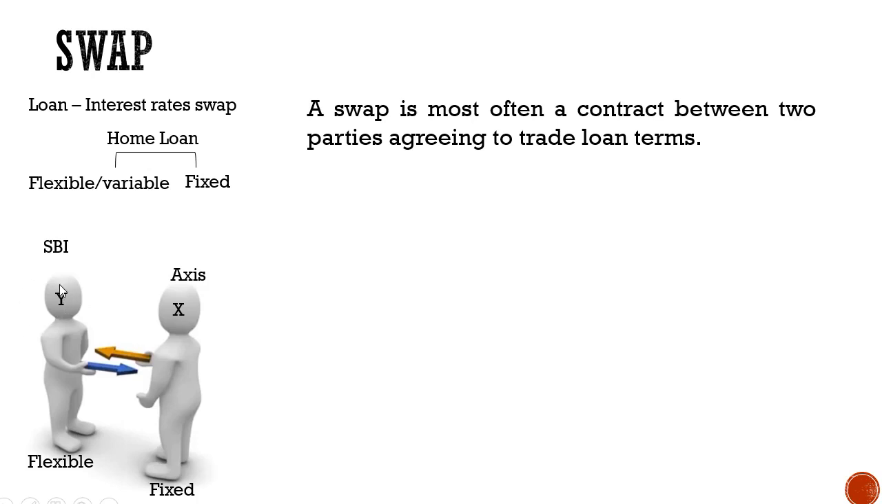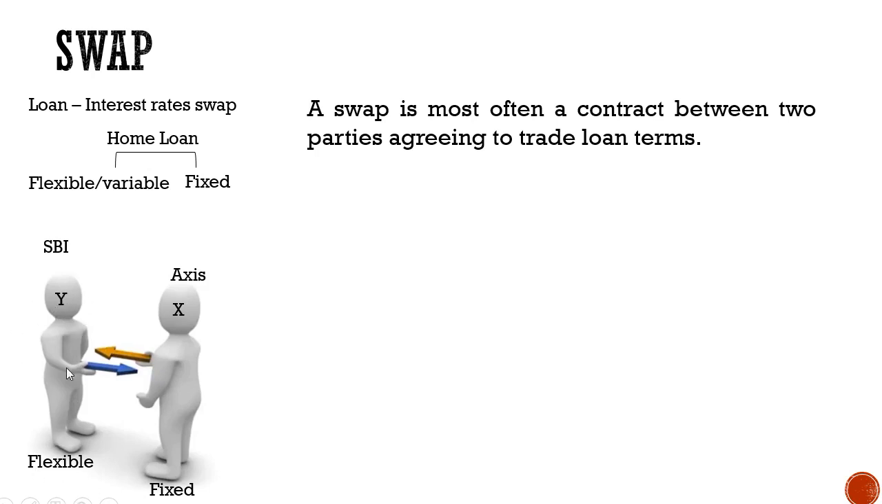Whereas Mr. Y, who has taken on flexible, came to know that the rates are fluctuating a lot and the rate can increase in future. Thus he wants to change his interest rate into a fixed rate. So here Mr. X and Mr. Y can go into a contract to swap their interest rates. Mr. X, who was on a fixed interest rate, wants to swap it with a flexible rate, whereas Mr.